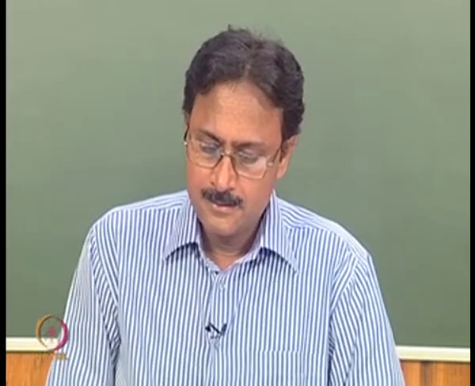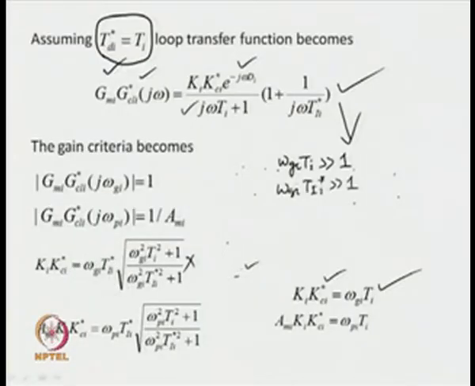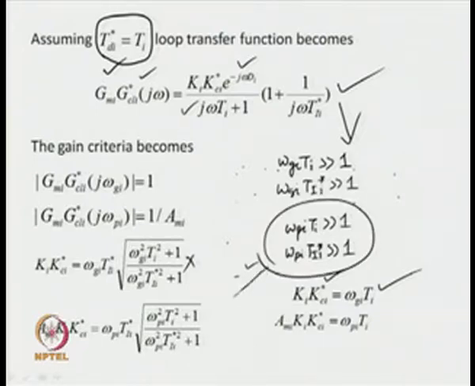Similarly, with the assumption of omega p_i t_i to be very large and omega p_i t_i star is greater than 1, this assumption when made in this expression results in the simpler expression given as a_m_i k_c_i star is equal to omega p_i t_i.